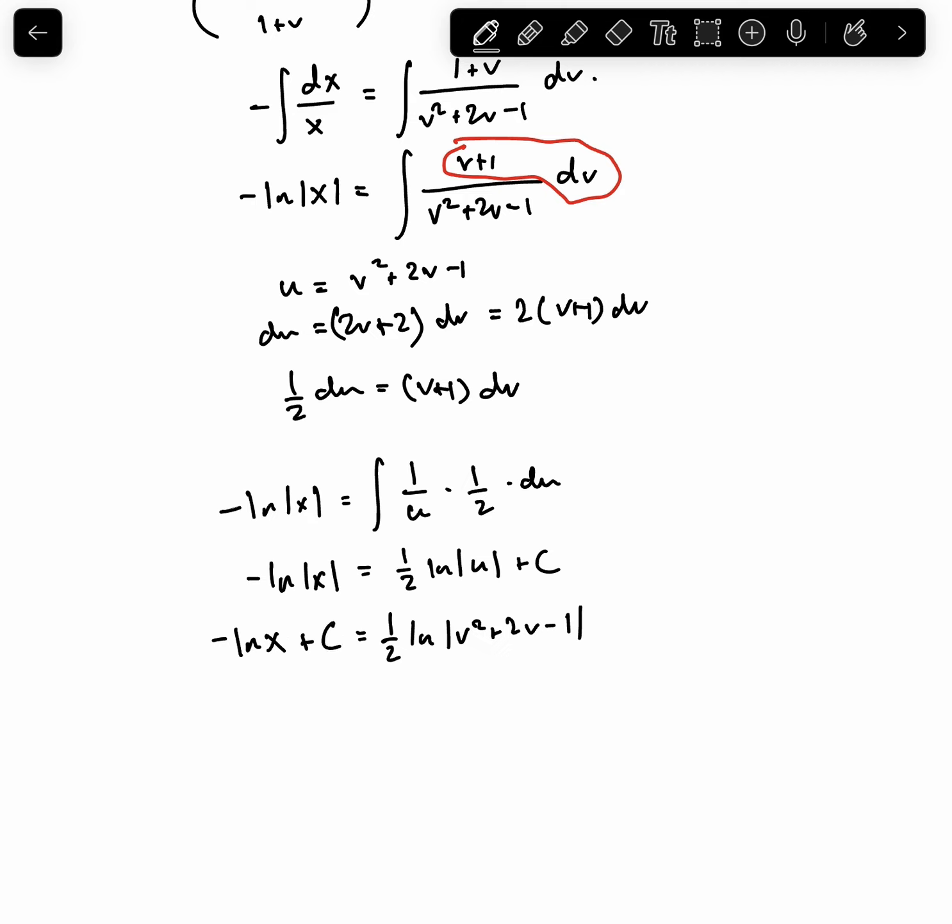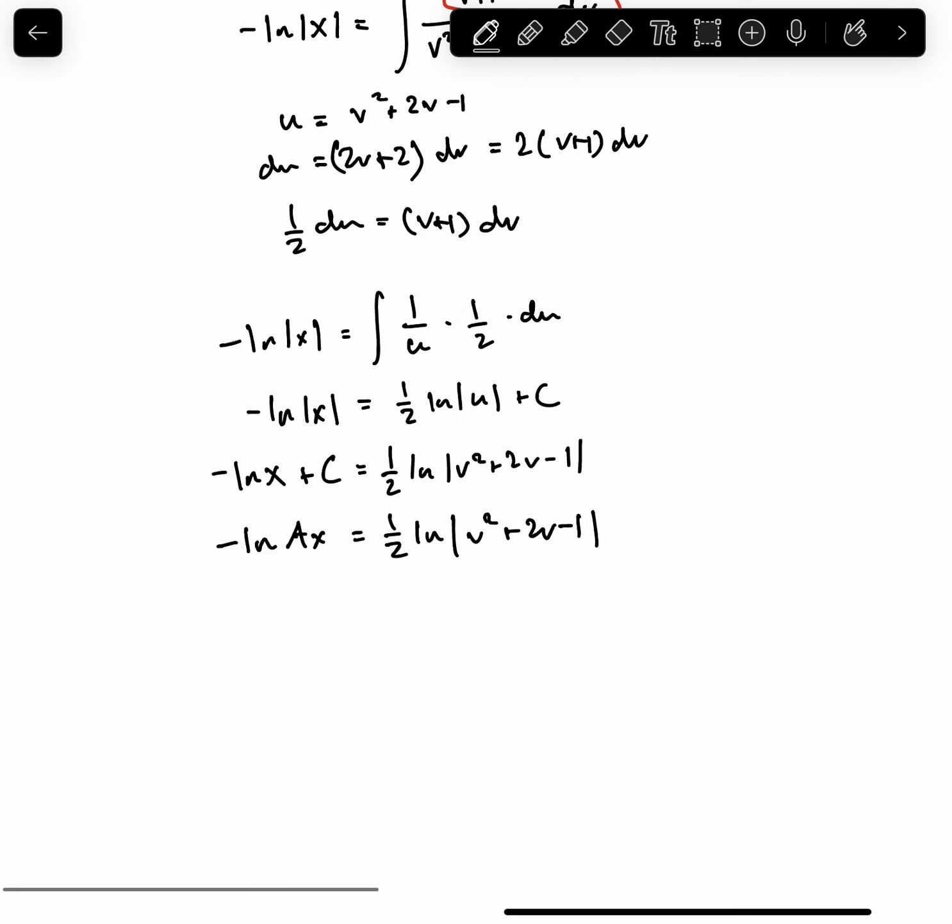And again, we can take the log of this constant, and it still wouldn't matter because we haven't even determined the constant yet. So we can just say it's equal to ax, because log x plus log a is equal to log ax, right? And c could be log a, whatever a is. So 1 by 2 log v squared plus 2v minus 1.